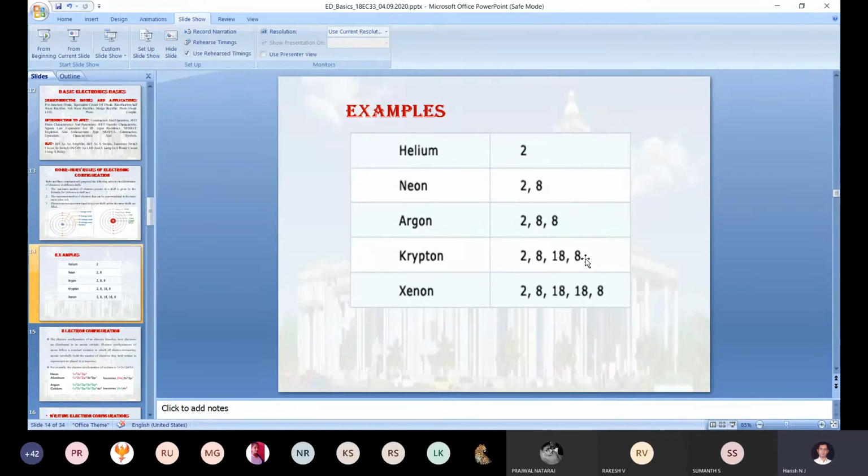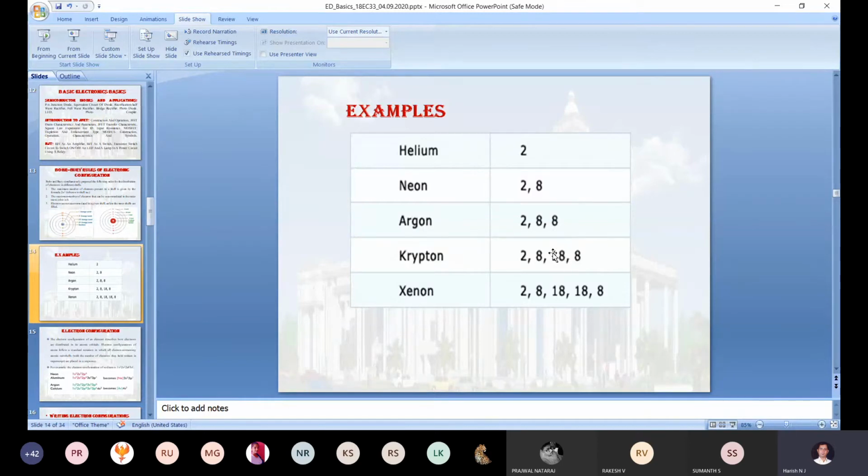The total number of electrons will be 28. Just for understanding purposes, I am altering this example. While writing the electronic configuration, as usual, 2, 8, 18. The first orbit holds 2, the second orbit holds a maximum of 8, and the third orbit holds a maximum of 18 electrons.